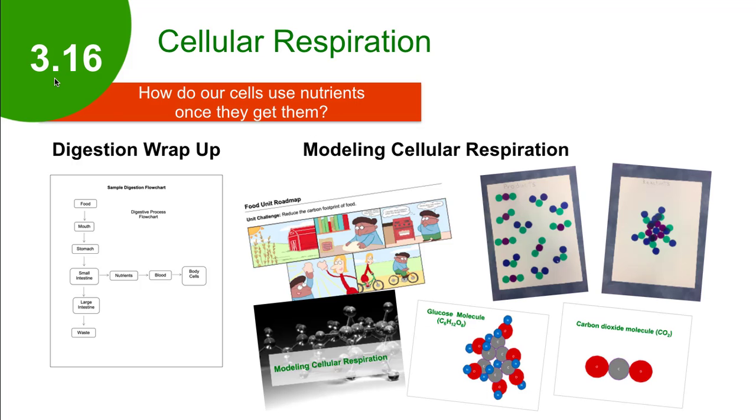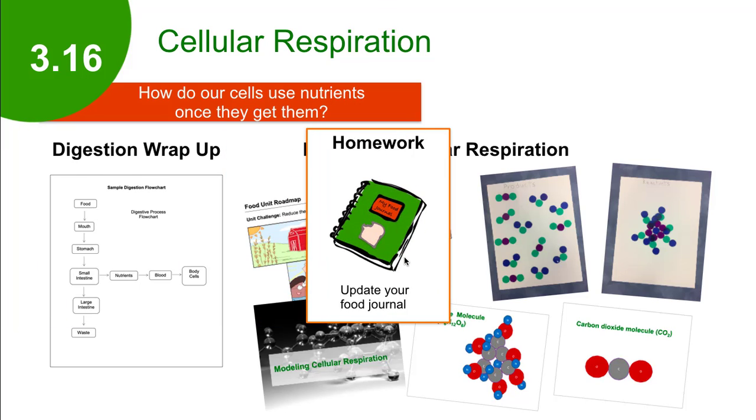In Lesson 3.16, we again check for progress on the food journal and complete the digestion model. The flowchart shows us how nutrients get to our cells, but then what happens? How do our cells use nutrients once they get them? We check in with where we are on the unit roadmap and then introduce the process of cellular respiration in a short interactive presentation. Over the next 2 days, students will make a physical model of the respiration chemical reaction. They can use physical objects like game tokens to illustrate the individual atoms of the input and output molecules in this chemical system. And remember to update your food journal for homework.